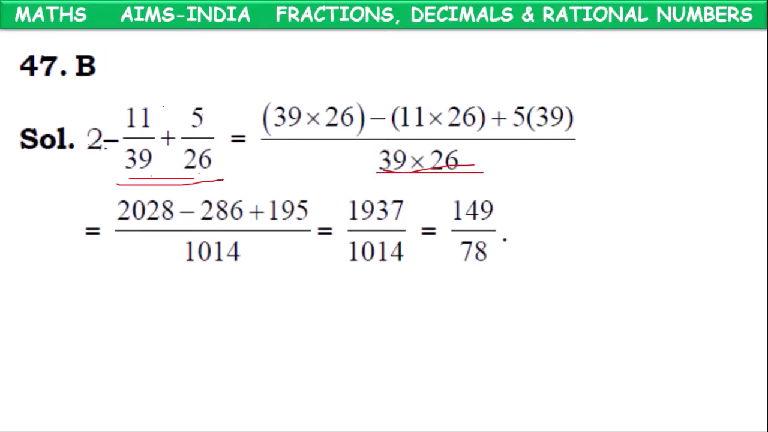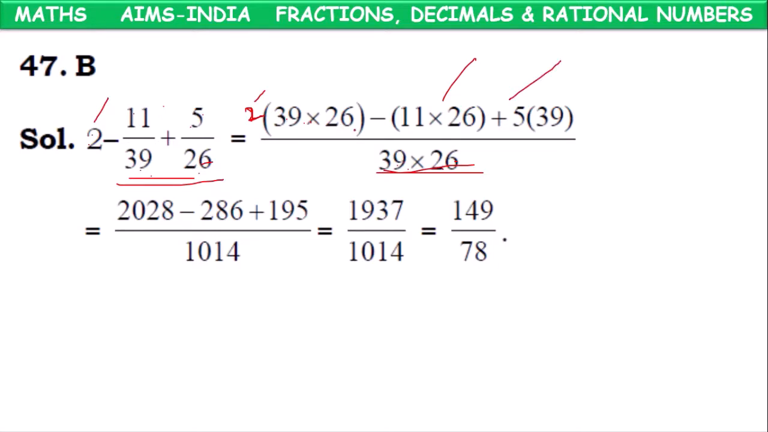Here only 2, there is no denominator, so this 2 is to be multiplied with the LCM directly. Here 39 is the denominator, so 26 is remaining: 26 into 11. Here 26 is the denominator, 39 remaining: 39 into 5.